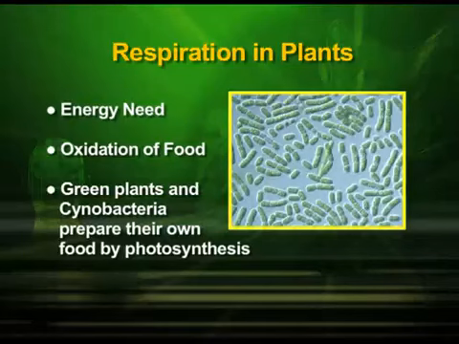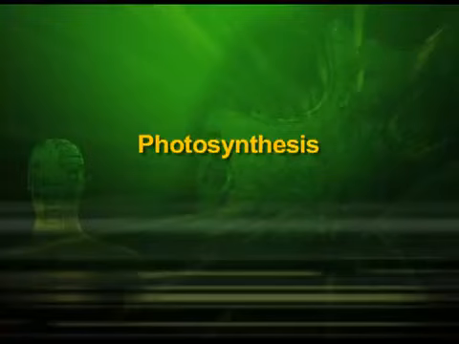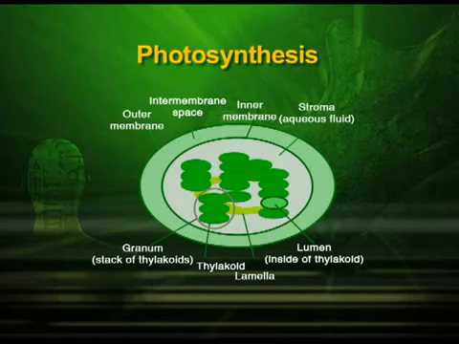We know that green plants and cyanobacteria prepare their own food by photosynthesis. You can see some cyanobacteria in the slide. We proceed forward with photosynthesis. Why am I touching on photosynthesis here? To make you understand where we got the substrate for oxidation. What do I mean by substrate?